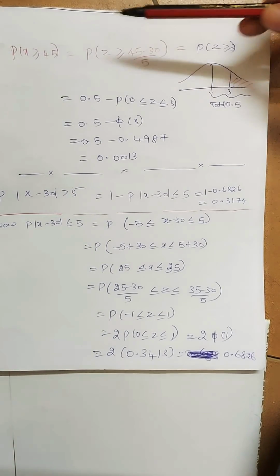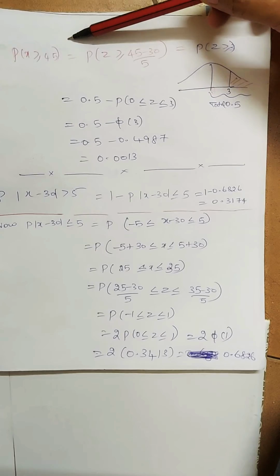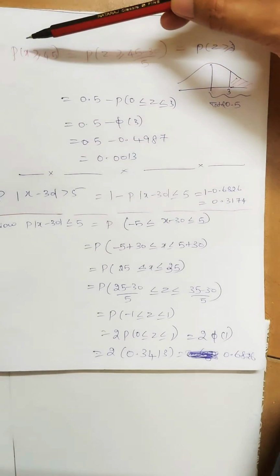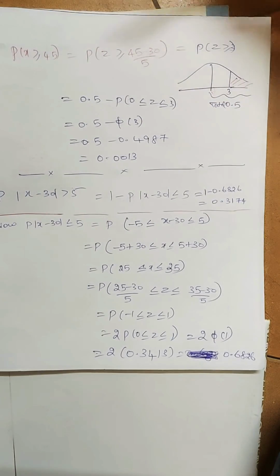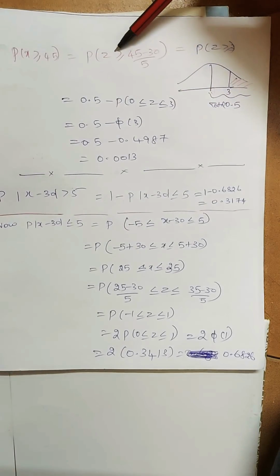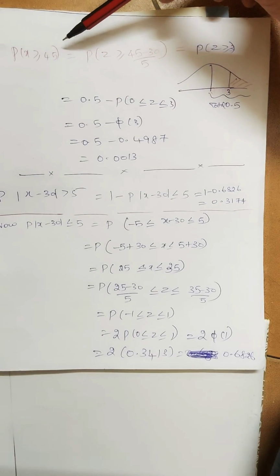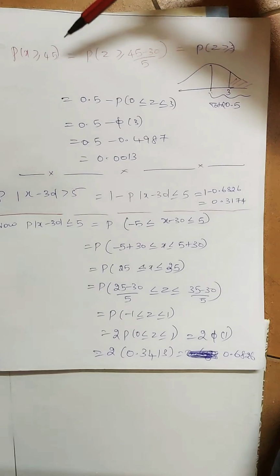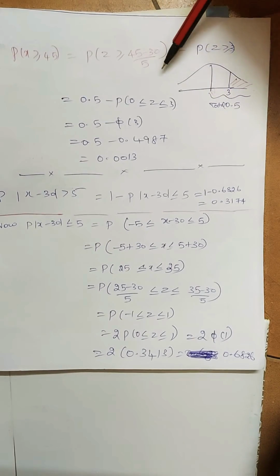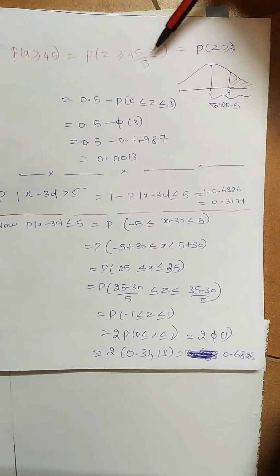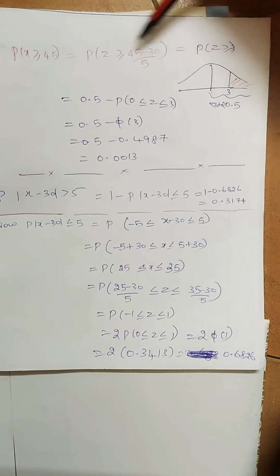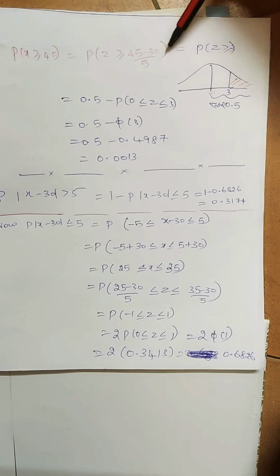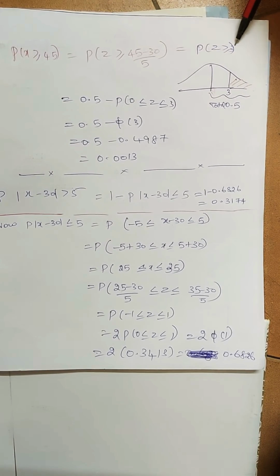Now the next question, p of x greater than or equal to 45. What is the first step? Change from x to z. So p of z greater than or equal to, what is the formula? X minus mu by sigma. 45 minus 30 by sigma, which is 5. Same problem we are continuing. So p of z greater than or equal to 15 by 5, so p of z greater than or equal to 3. Now we are going to draw the graph.